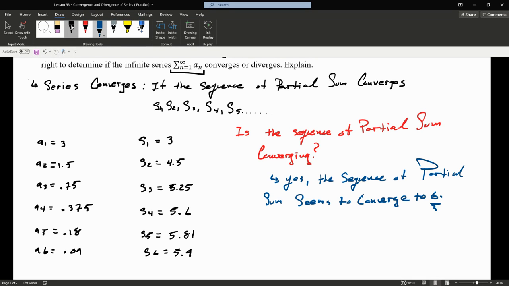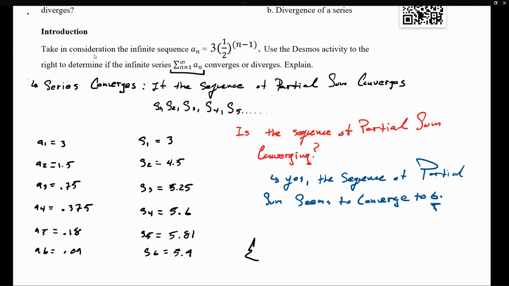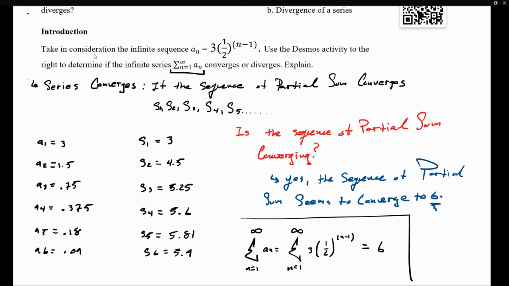So now, therefore, we can make the following conclusion. Now we can say that we have this infinite sum, the infinite sum of a of n, which again, if we want to write it explicitly, that's the infinite sum of this big sequence. It seemed to be converging to the value of 6. Now, one strategy to see is the following.